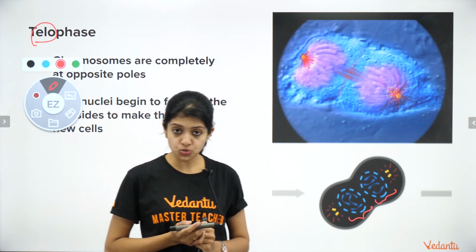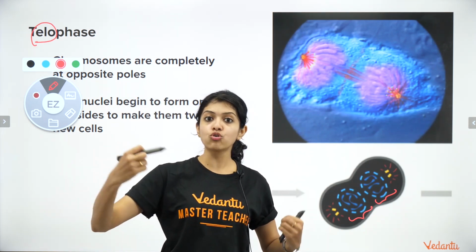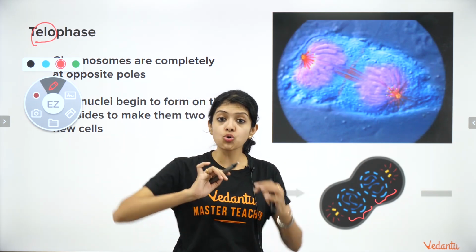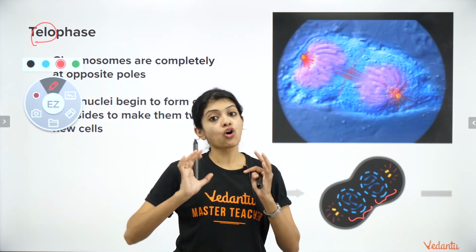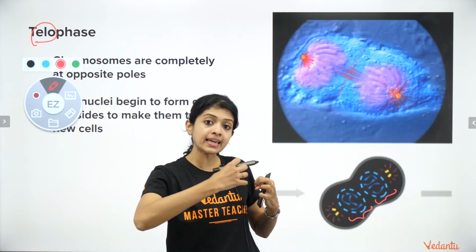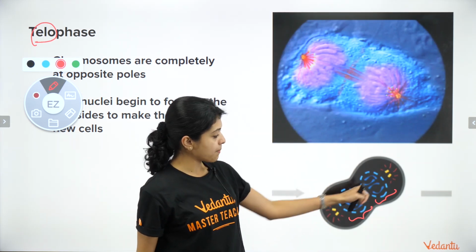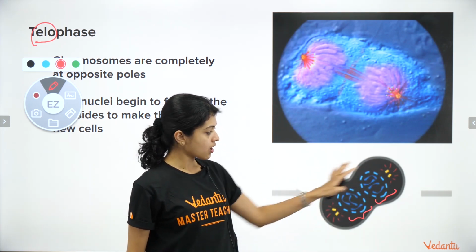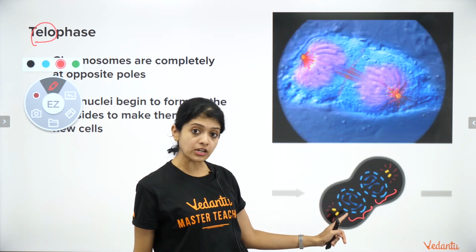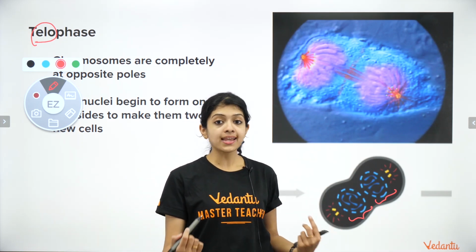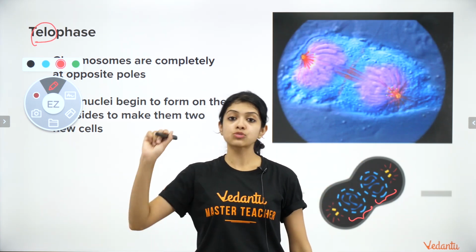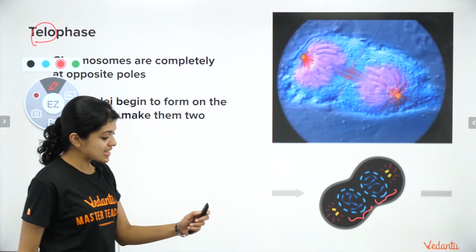Telophase is the stage at which the sister chromatids have completely moved towards the opposite poles of the cell and the nuclear membrane has begun to reappear in order to form two new daughter cells. Okay, but you see that it's still not completely separated out, right? There is some connection in between. The cytoplasm is still common between the two. It's only the chromosomes, the sister chromatids, that have been separated out, and it's aiming at forming a new nucleus for each of it. This is what happens in the stage that is telophase.